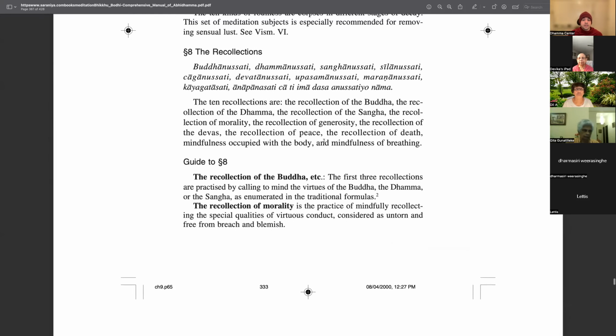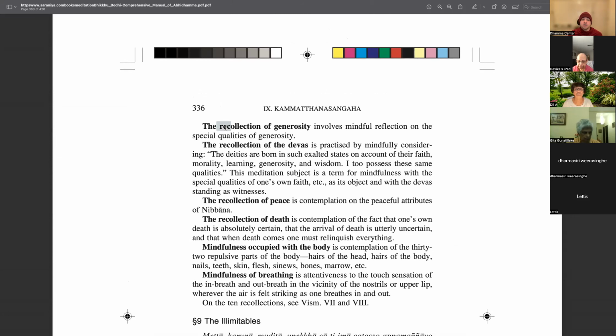Now, we went over Buddhanusati, Silanusati, right? Now we have Chaganusati, the recollection of generosity, which involves mindful reflection on the special qualities of generosity. The recollection of the devas, Devanusati, is practiced by mindfully considering that the deities are born in such exalted states on account of their faith, morality, learning, generosity, and wisdom. I too possess these same qualities. This meditation subject is a term for mindfulness with the special qualities of one's own faith as its object and with the devas standing as witness, right?